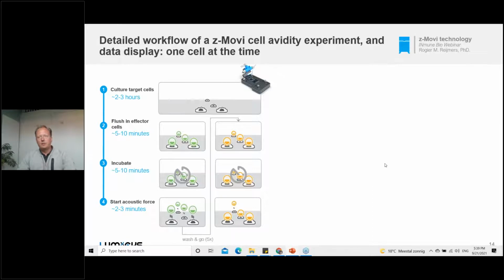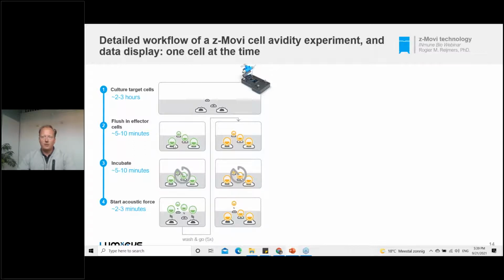Here you see a simplified overview of the workflow, which I will be happy to go into detail if necessary. But basically, you select your target cells, which could be a panel of cells expressing different levels of antigen, which you flush into the chip and let them get stuck to the surface.